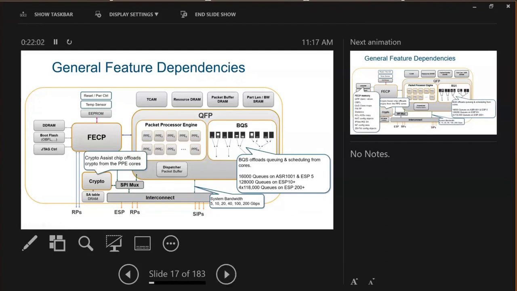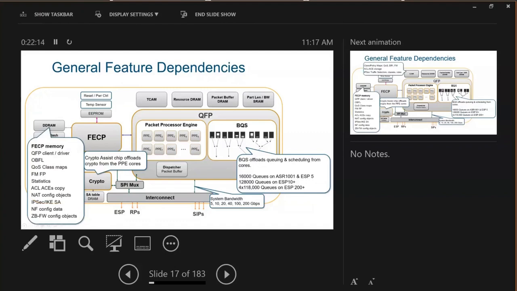And we have, as I was telling, the crypto module. This will take care of the encryption and decryption if needed for IPsec traffic. So this is that module. And the DRAM will have the memory that is needed by FECP, plus it will have the QFP client driver. All these ACLs and QoS, before being programmed into hardware, will be stored in DRAM first, and then programmed into hardware.